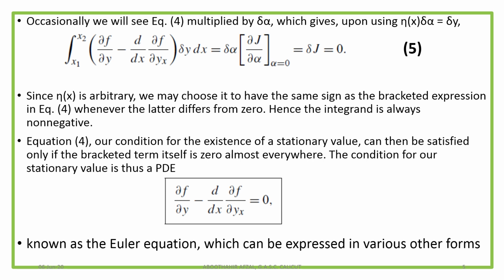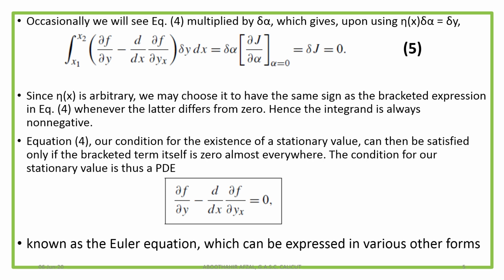And if you see the left hand side of this equation 5, which is the integral from equation 4, you can see the integral is not 0. So the right hand side has become 0, so the left hand side also has to be 0. But the integral is not 0 because δy and dx are not 0. So the term in the bracket should be 0. What is that? The bracket is ∂f/∂y minus d/dx ∂f/∂y_x.